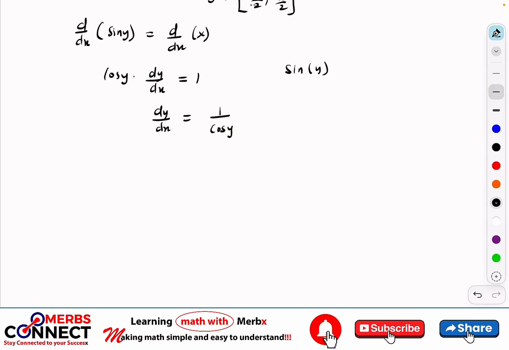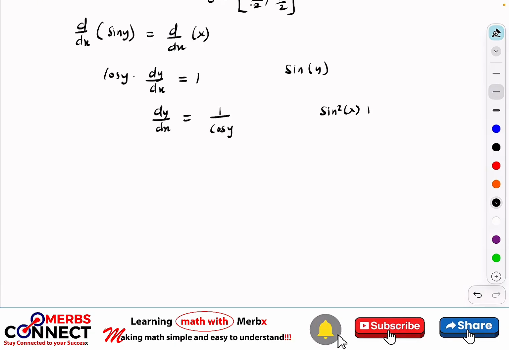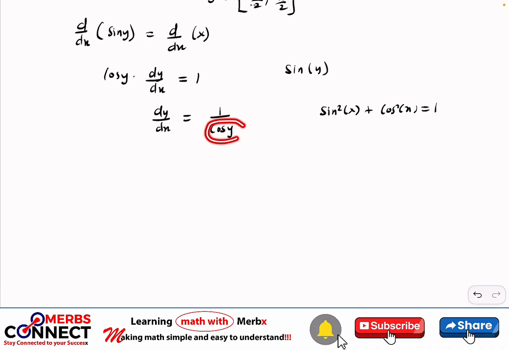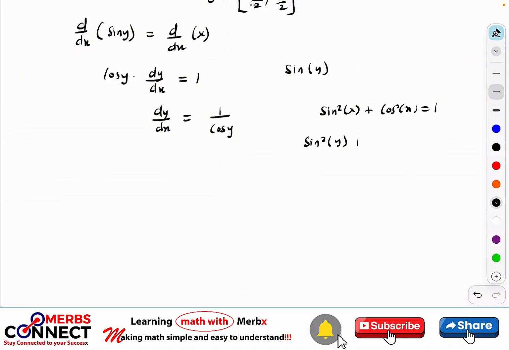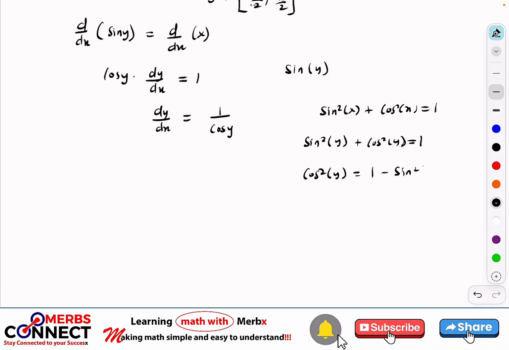Now let's bring one property that will help us to get to our final destination. Now we know that sine squared plus cos squared of x is equal to 1, right? But because our cos here is in terms of y, I'm just going to change the x to y to have sine squared of y plus cos squared of y equal to 1. We want to make cos the subject. So I'm going to have cos squared of y equal to 1 minus sine squared of y.